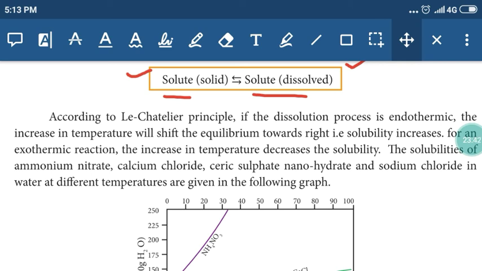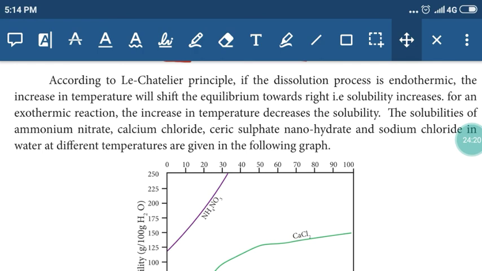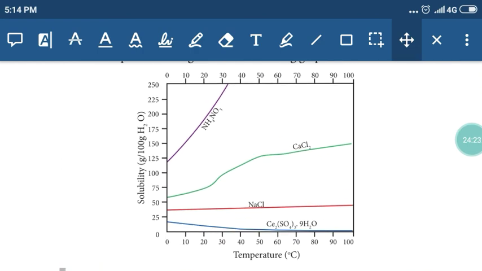Once equilibrium is attained, in an endothermic process, if temperature increases, solubility will be increased. If the forward process is an endothermic process, temperature increases, the forward process will be favored, and solubility will be increased. The reverse process may be an exothermic process. An exothermic process already liberates energy, so it won't gain energy again. So for an endothermic process, temperature increases, solubility increases. For an exothermic process, temperature increases, solubility decreases.